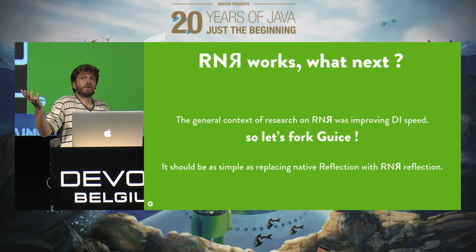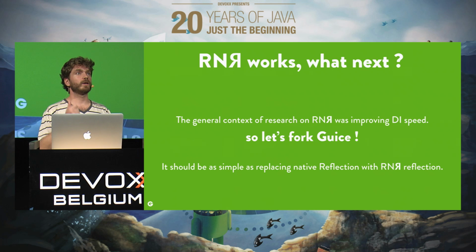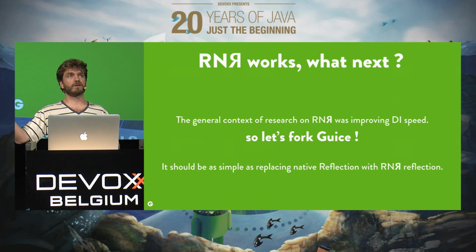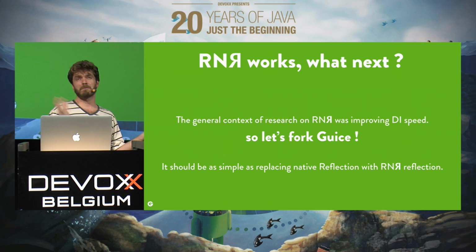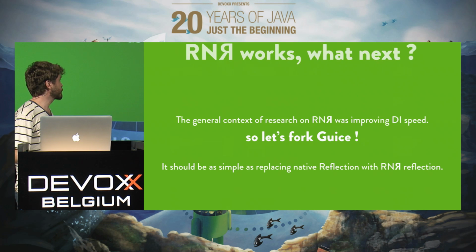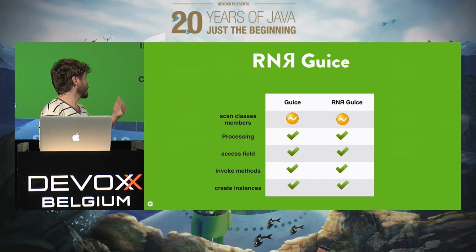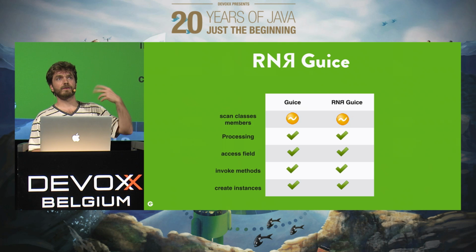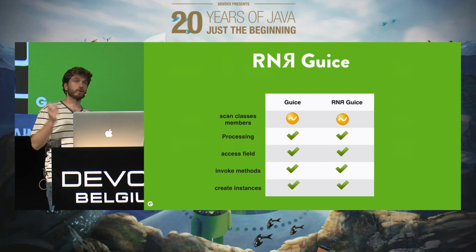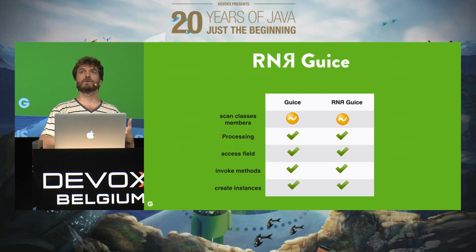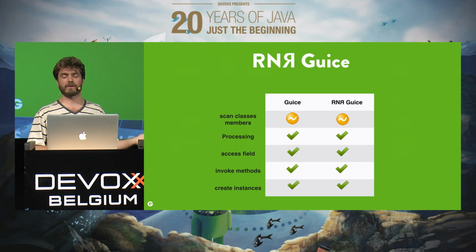But basically, we wanted to do all that for improving dependency injection. So let's try to fork Juice. Let's see if that works. If we can reuse Juice the way it is using reflection, just change a couple of packages, replace that by R&R classes, and we should be running. So we tried to do that. So instead of using Juice, which uses reflection for processing, accessing fields, invoking methods, invoking constructors, we tried to fork it to make it R&R Juice. And instead of reflection, we would use R&R reflection for everything from processing, accessing fields, invocation of methods, etc.